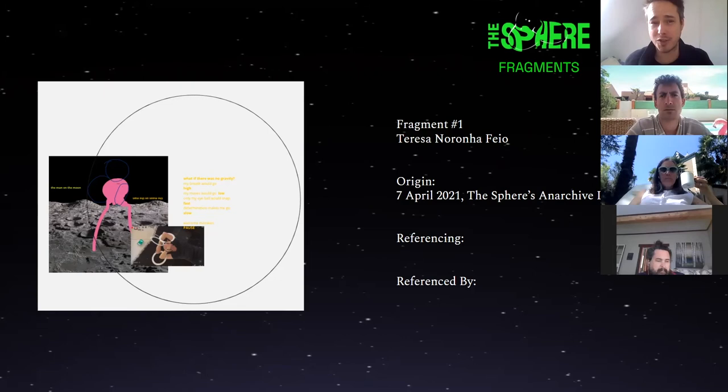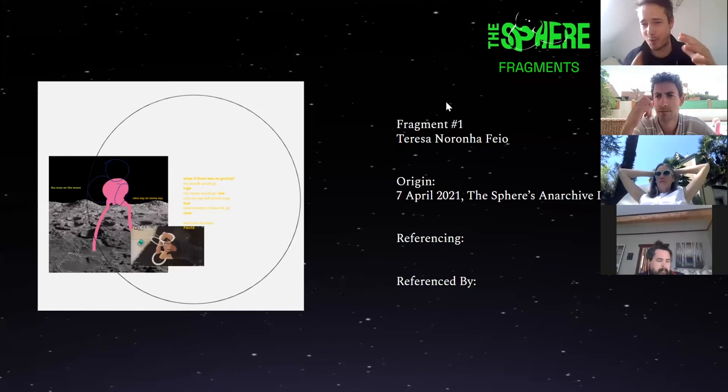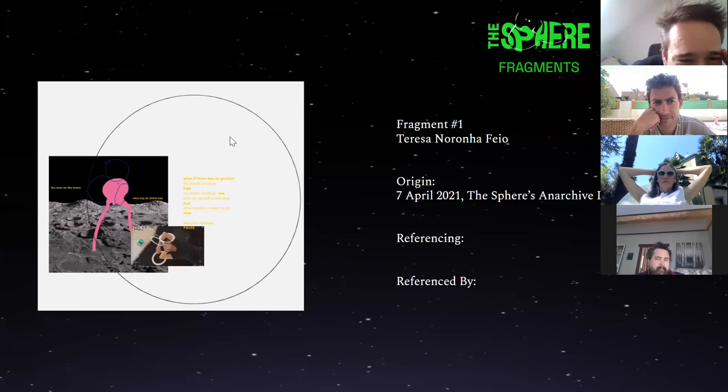Confucius added a line in all of the I Ching, you know, the I Ching, the 64 figures of mutation of the universe. Every figure has been commented by Confucius, a very short line, very minimalistic. And here, I feel like Teresa offered something similar. So it's written super small. Okay, so she says, what if there was no gravity?